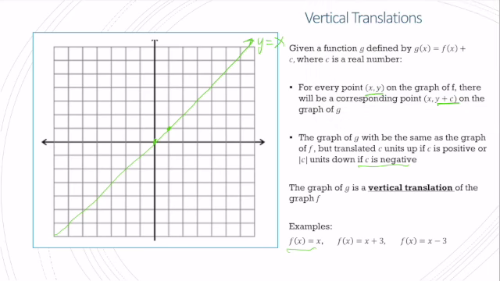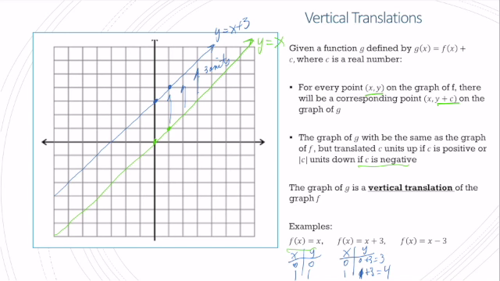I want to go ahead and graph another line. Let's graph f of x equals x plus 3. And let's pick a couple x values. Let's use the same points for 0 and 1 to solve for y. When x is 0, y is 0 plus 3, which is 3. When x is 1, y is 1 plus 3, which is 4. So here's my graph of y equals x plus 3. As you can see, I shifted my graph up 3 units.